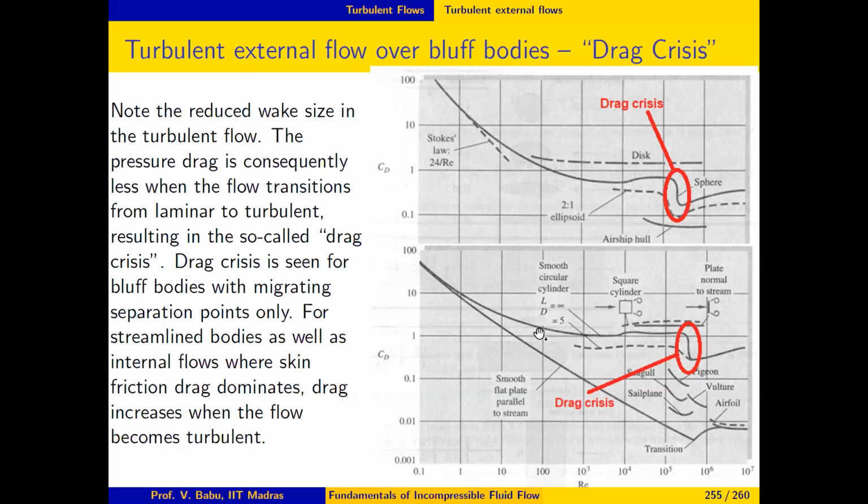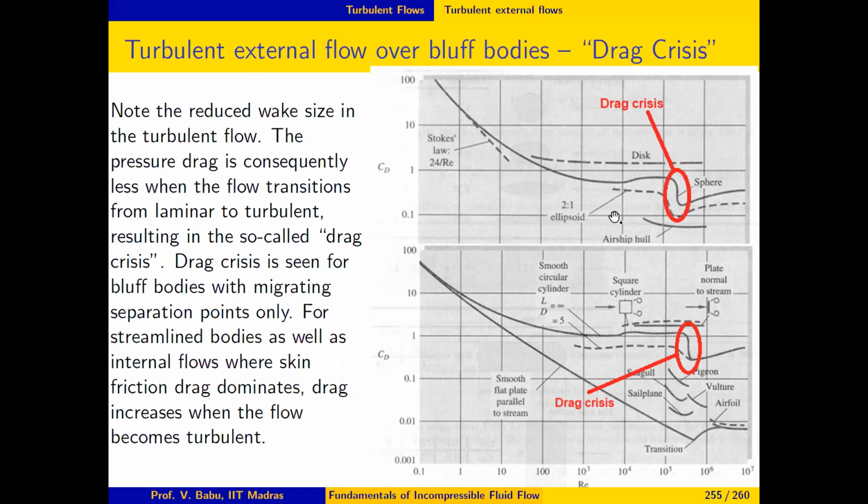On the other hand, this is a smooth circular cylinder with aspect ratio infinity, meaning it's an infinitely long cylinder in a direction perpendicular to the page. And you can see that even when the aspect ratio is finite, which is shown here, drag crisis is seen when the flow transitions from laminar to turbulent because the separation points have the freedom to move further downstream.